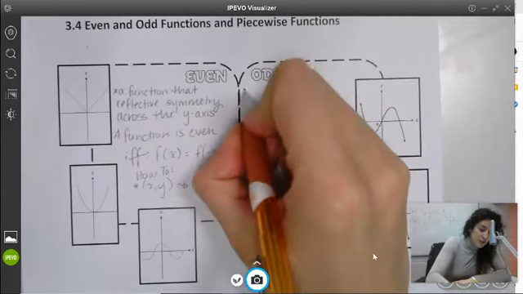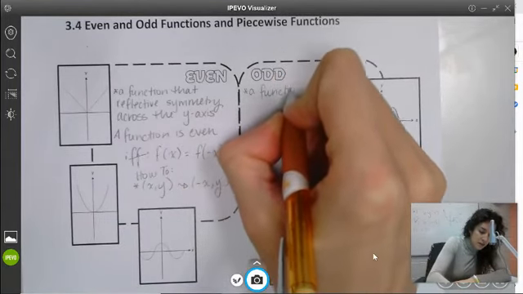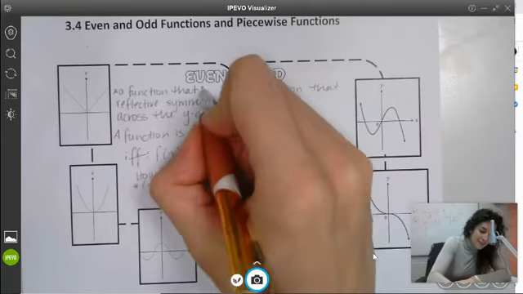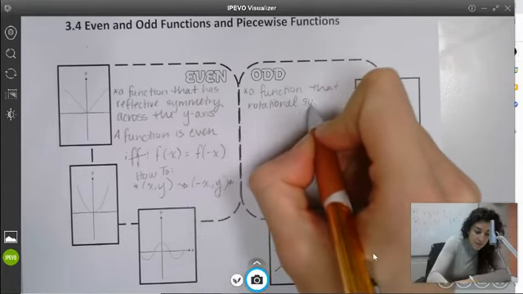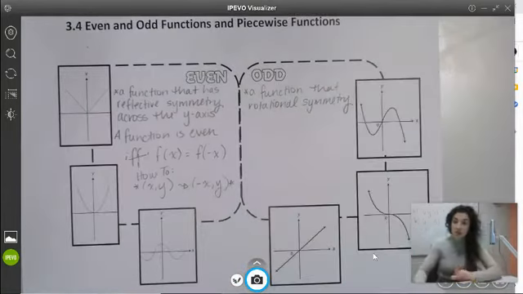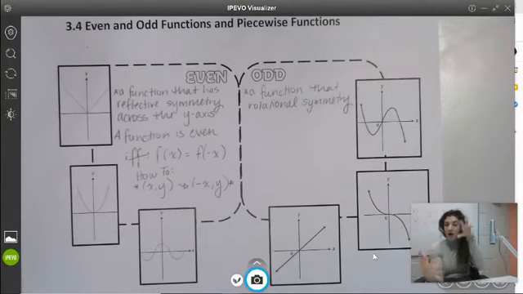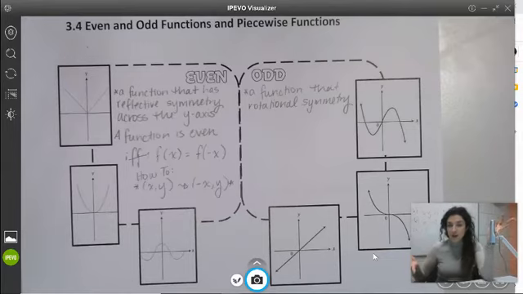An odd function is a function that has rotational symmetry. Rotational symmetry is when you rotate an object and it goes back onto itself, so it looks as if it hasn't moved at all. And rotational symmetry cannot be 360 degrees, because if you rotate anything 360 degrees, it will always map back onto itself. So this is something that has rotational symmetry on a degree other than 360 degrees.